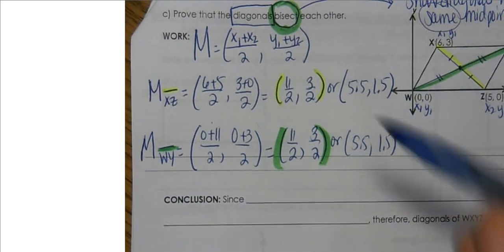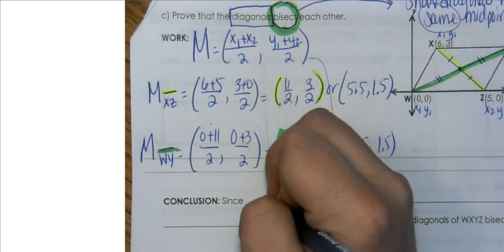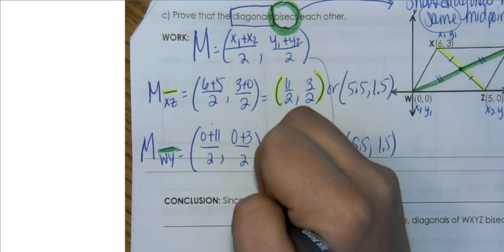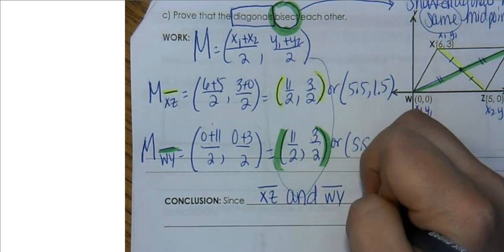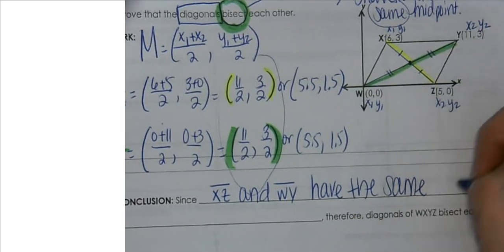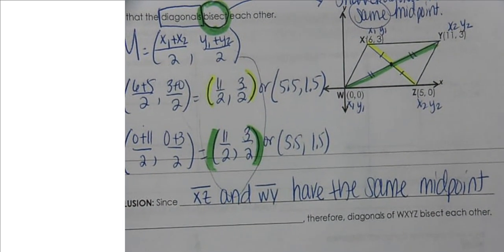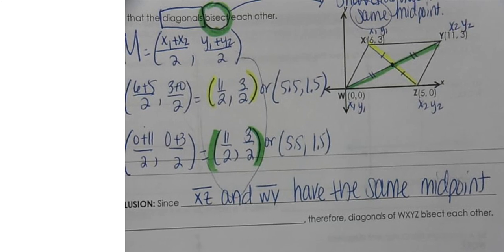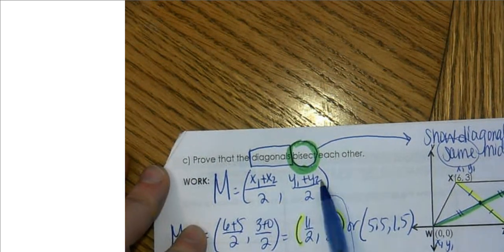So what do we notice here? Both of these midpoints ended up being the same. So since segment XZ and segment WY have the same midpoint, this is just a way of writing it out in words. You could also say that the midpoints are equal to each other if you would like to do that. Since they have the same midpoint, we can therefore say that the diagonals of WXYZ bisect each other, which is just another way of restating what we were trying to prove.